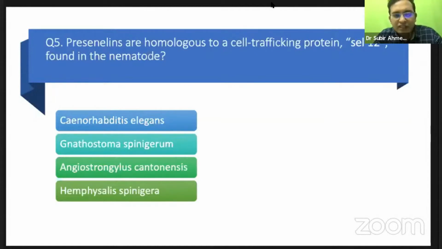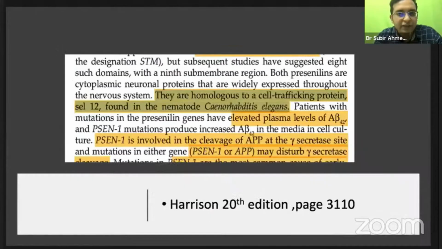Caenorhabditis elegans. So what is Caenorhabditis elegans? It's just the roundworm. In studies, we look into these kinds of nematodes. So that was regarding the 5 questions.